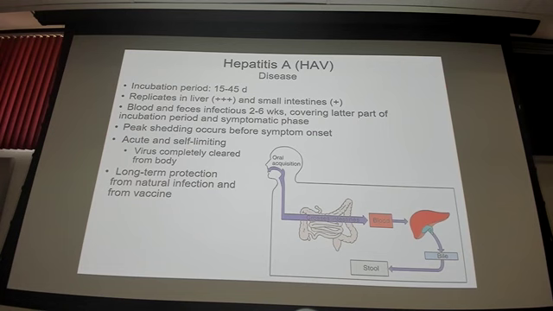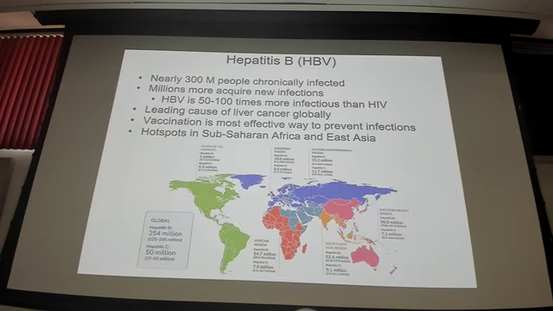Okay, hepatitis B. So this is one of those bloodborne pathogens. It is a significant virus. Nearly 300 million people are chronically infected, and millions more acquire new infections. And note the infectivity of hepatitis B relative to HIV, this other bloodborne virus we were talking about, is between 50 to 100 times more infectious than HIV.